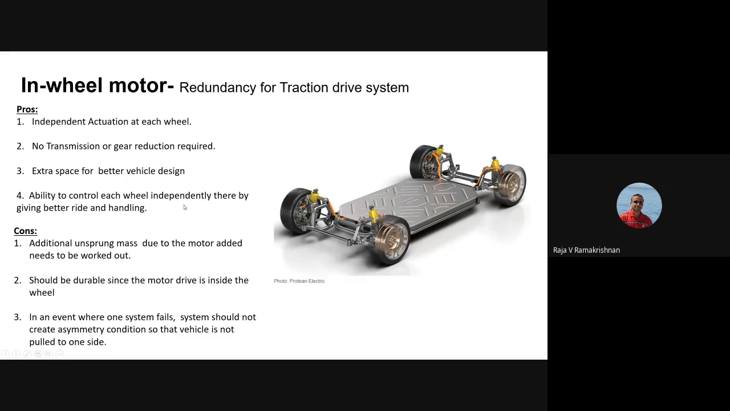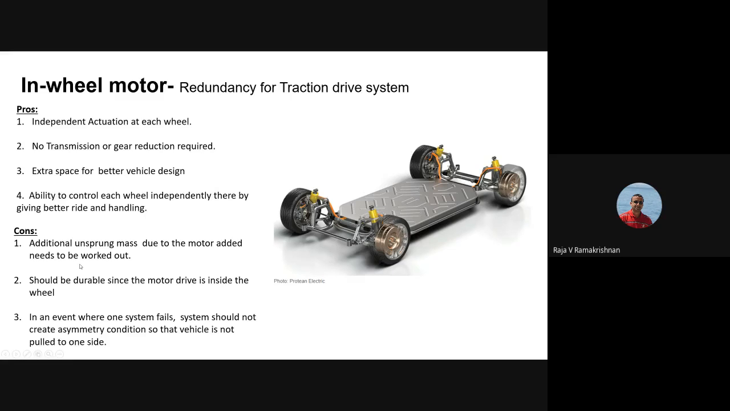Ability to control each vehicle independently, thereby giving a better ride and handling. So you can quickly see that each wheel can be controlled independently, so that the turning radius of a vehicle can be much more improved in such systems. It gives you much better control of the vehicle.